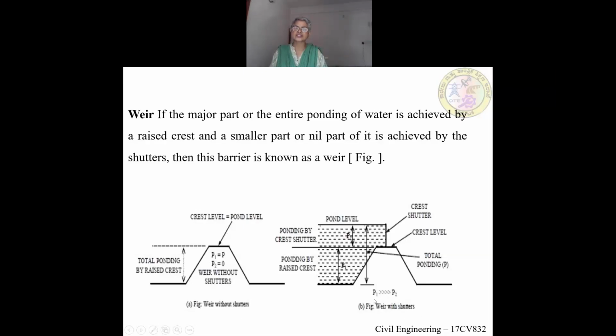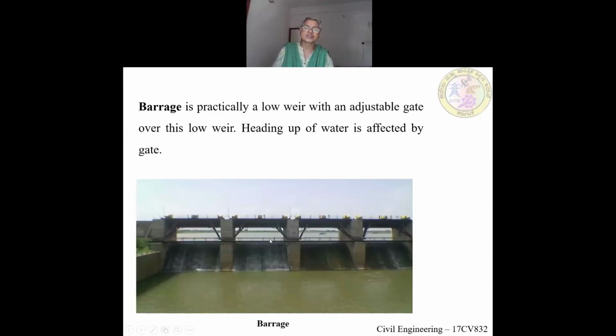And next is a barrage. So that is the difference between them. In a weir there are no gates, but a crest shutter can be provided to pond extra water. Okay, so this is a barrage. You can see that there are gates which can be adjusted, and they are fixed between the piers here. These are called the piers. These are the gates. So here the ponding is done because of these gates.